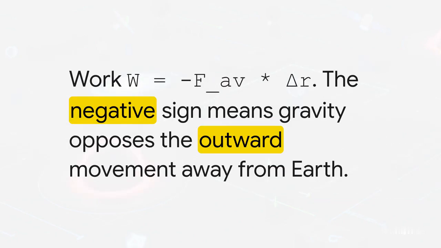So for each one of those tiny steps, the math is just work equals the average force times the tiny distance. But that negative sign is so important. Remember, gravity is always pulling the object inward. We're calculating the work to move it outward, so our displacement is in the opposite direction of the force. That's where the negative sign comes from.